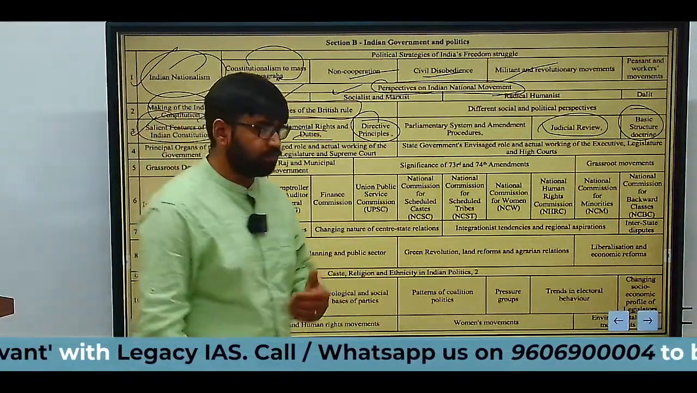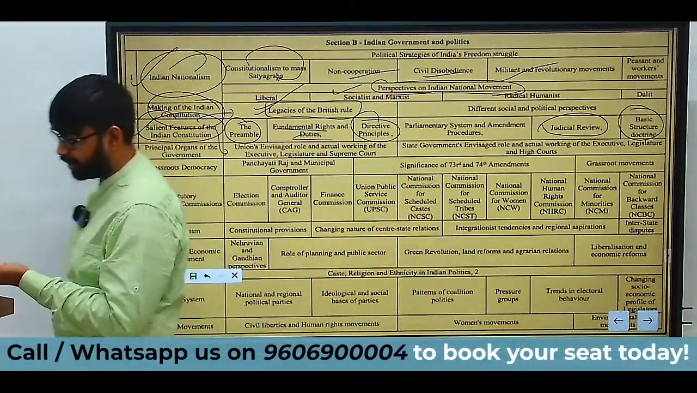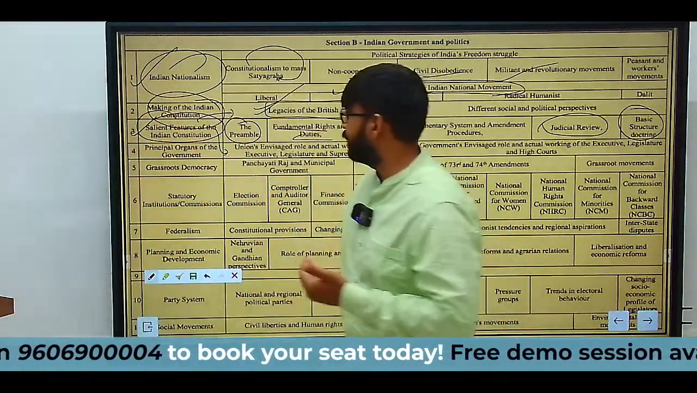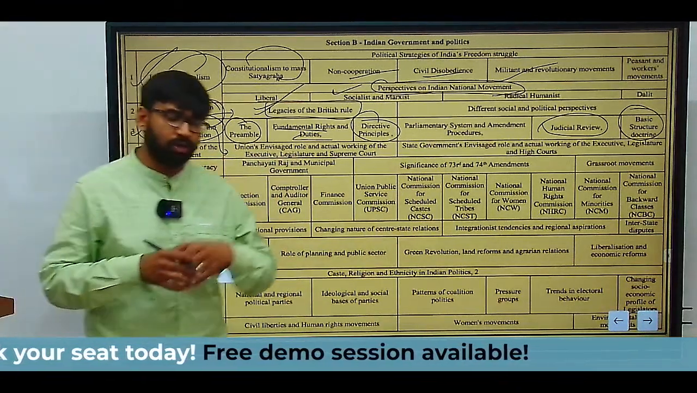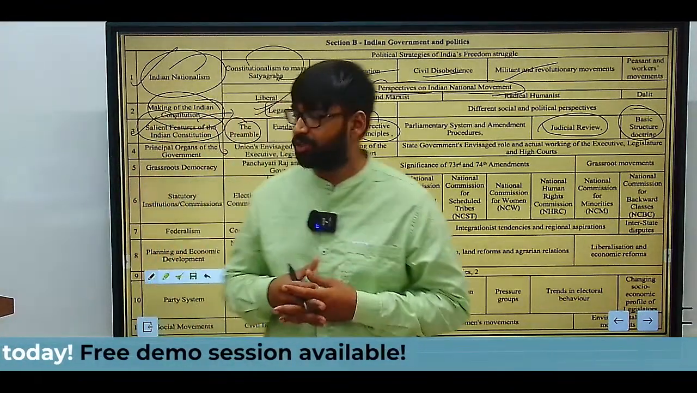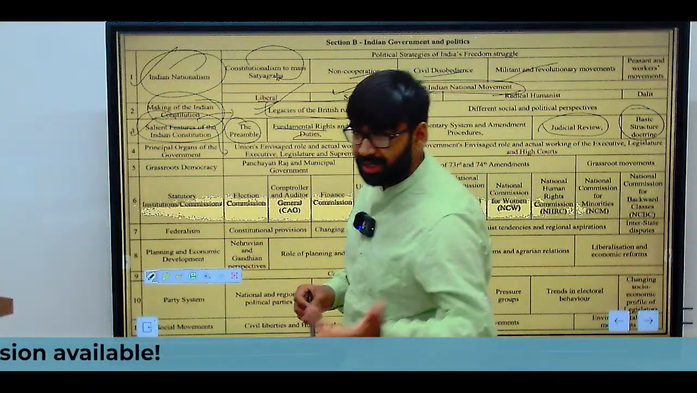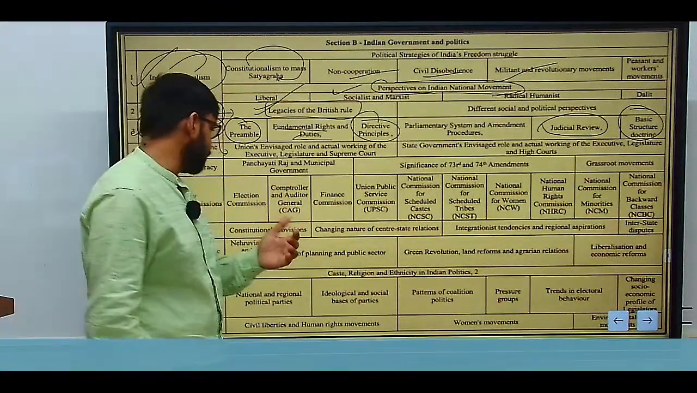So you have to understand the perspectives of the national movement, different perspectives. Then you need to understand Indian thinkers. Then Indian politics, like the salient features of our constitution. There are different important features of our constitution, like federalism, and grassroots level democracy. So these things we are going to discuss.